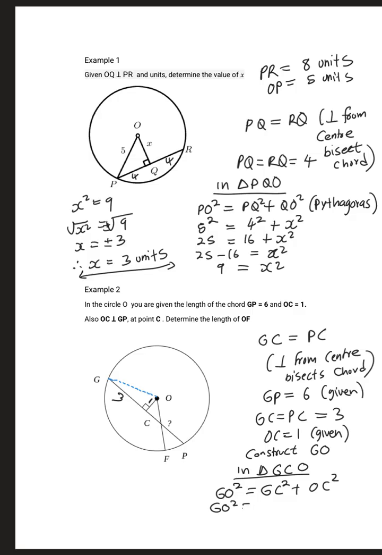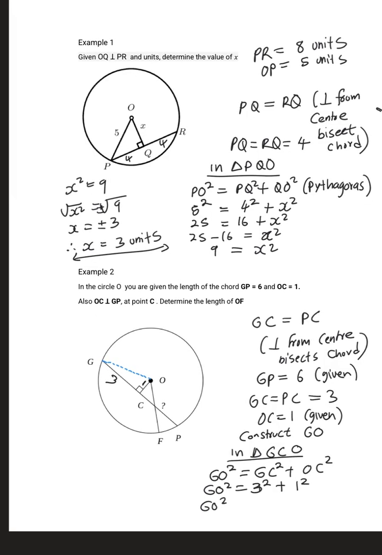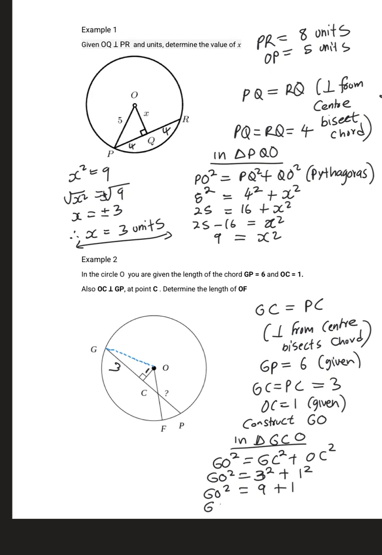So we have GO squared is equal to GC squared, no, GC squared is 3. So we'll have 3 squared plus OC squared, which will be 1 squared. Then GO squared is equal to 3 squared, which is 9, plus 1 squared, which is 1. So GO squared is equal to 9 plus 1, which is 10. Then we take the square root of both sides. We always take the positive value, so GO is the square root of 10.